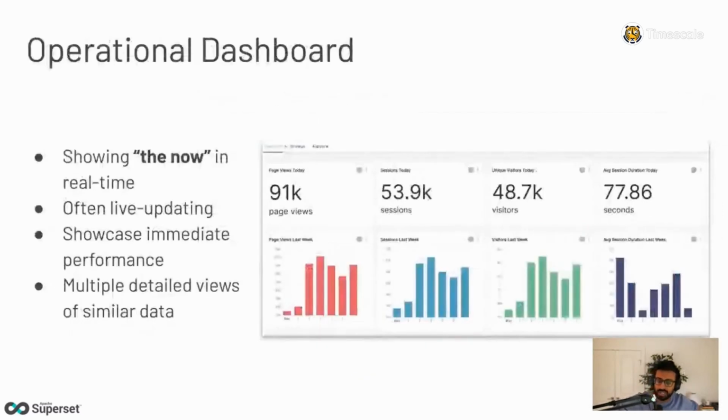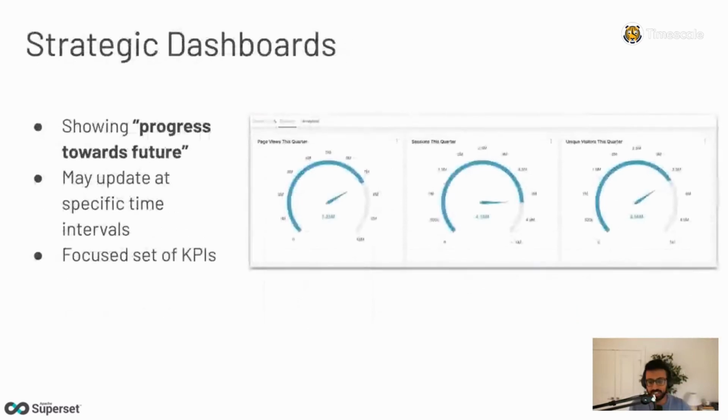Operational dashboards, so showing the now. So here we're showing very recent performance. So page views for a marketing website happening just today, and how that compares to the last week. So you want this to be live updating, as I mentioned, and having multiple views of similar data is also very useful. And lastly, strategic dashboards. Dials are a good way to do that, just showing progress towards a set of KPIs is super important as well.